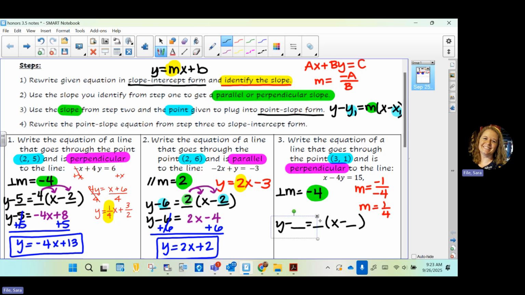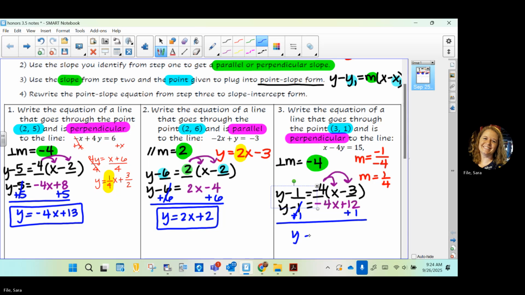My slope is -4. The x is 3, the y is 1. Then I distribute. I've got -4x plus 12. And I'm going to add the 1 over. And I can check that in Desmos.